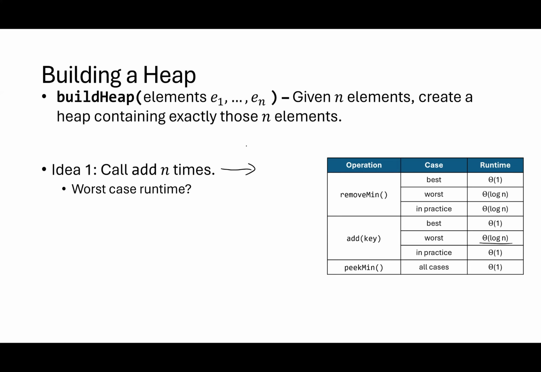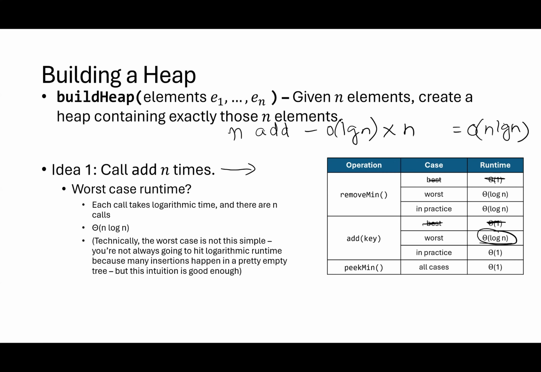In that case, what's going to be the runtime? Okay, so the runtime is going to be order of n log n. The reason is each add operation has a runtime of log n. So n add operations is going to be n times log n. So order of n log n, right? Technically it's not that bad, but I'm going to explain why. But the question is, can we do even better?